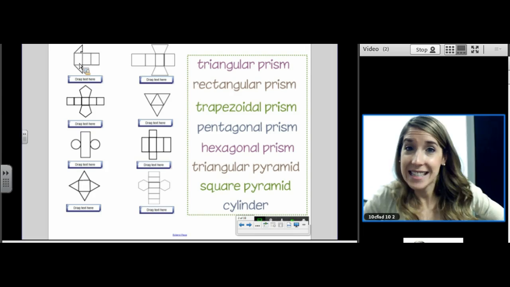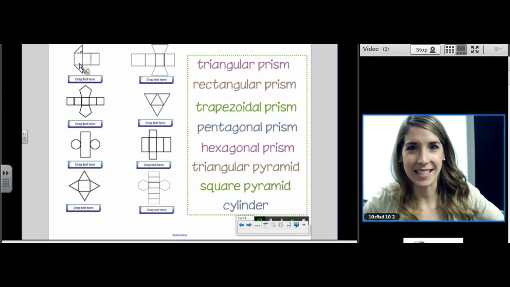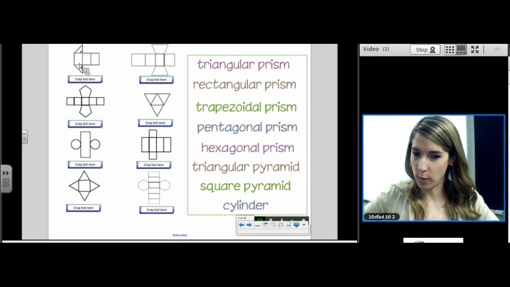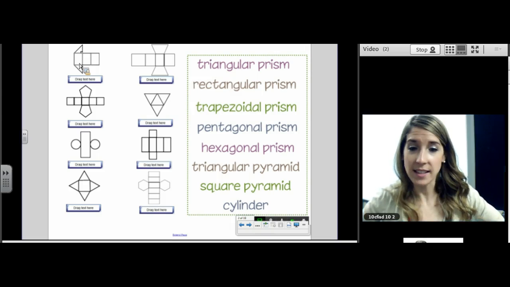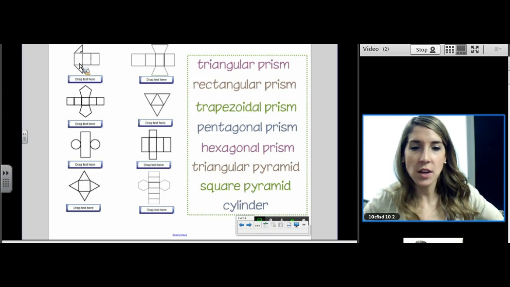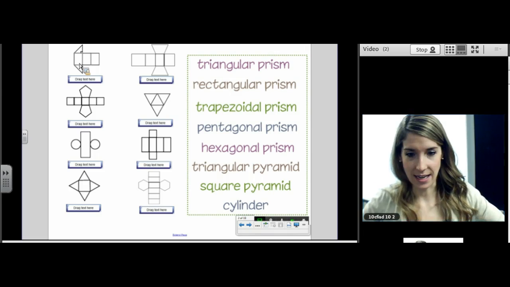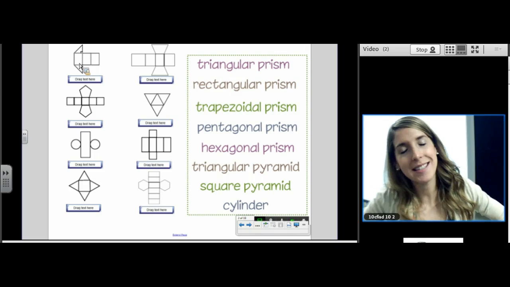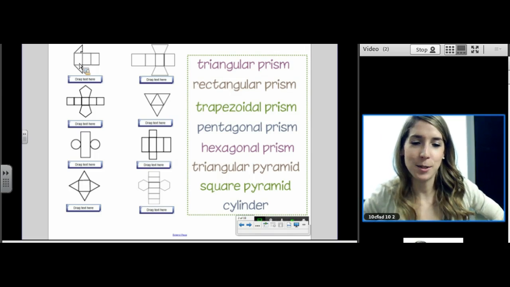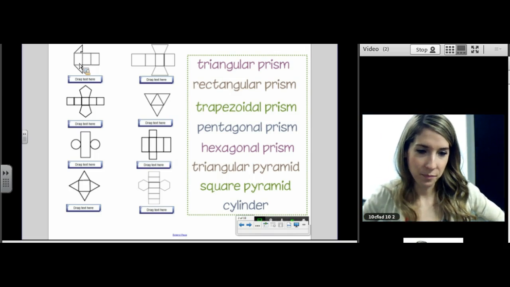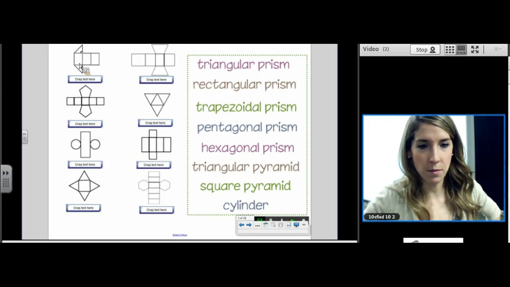If I call it a hexagonal prism, guess what the base is? It's a hexagon. If I call it a square pyramid, guess what the base is? It's a square. The name of the figure has the name of the base in it. The only exception would be cylinder and cone because those don't have the word circle in it. Okay? So let's look at that first net.